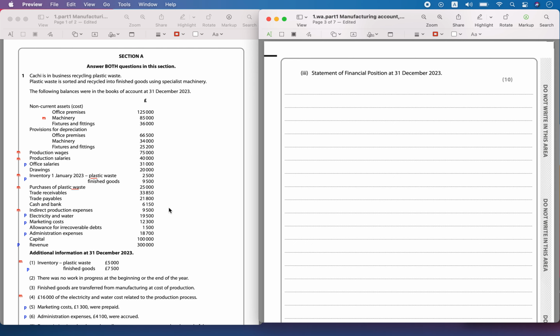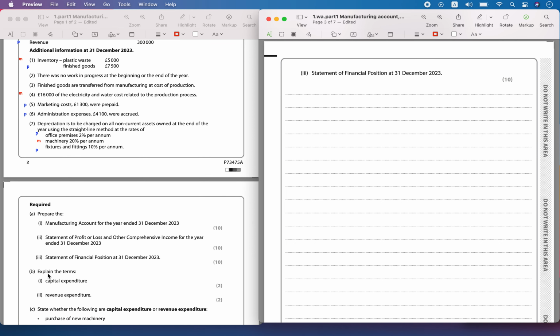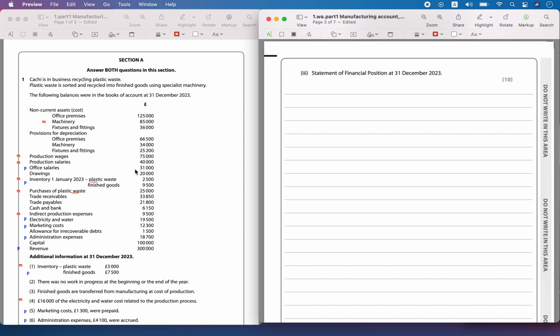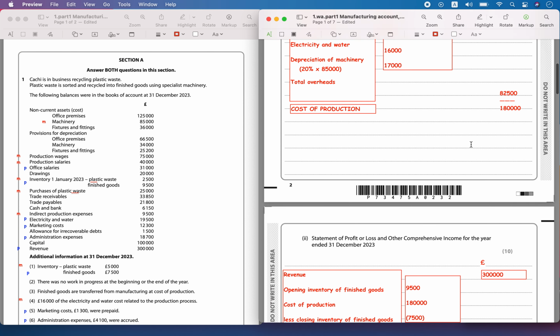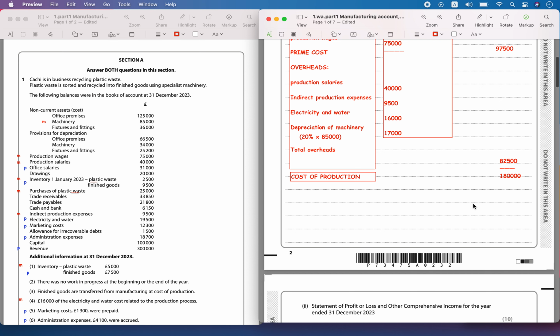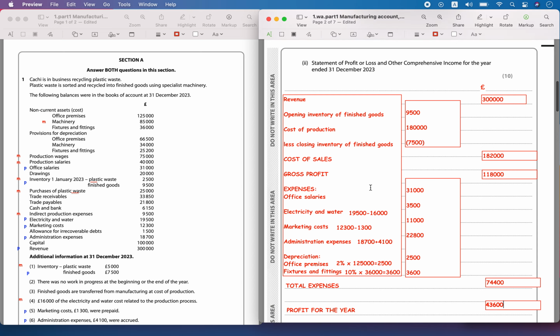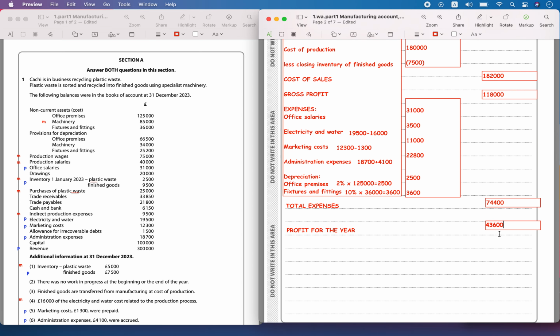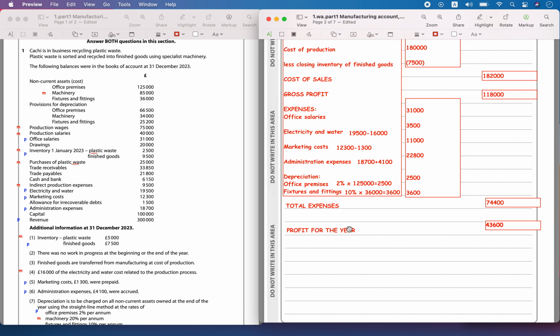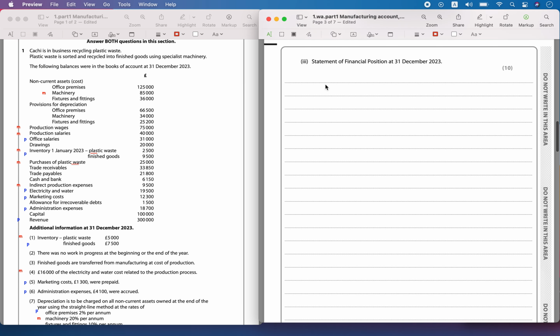Hello, today we are going to solve the Jan 2024 paper, part 3 of question number 1, the statement of financial position at 31st December 2023. So we have to prepare that. We had earlier prepared the manufacturing account, which involved the cost of production, and from there we prepared the profit or loss and other comprehensive income for the year and calculated the profit of the year to be around 43,600. Now today we are going to calculate the statement of financial position at 31st December 2023.